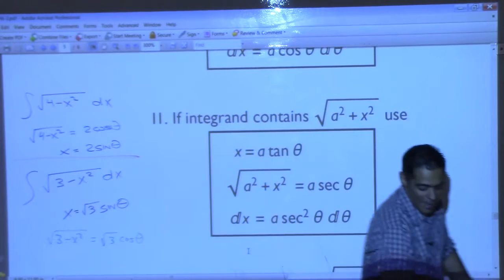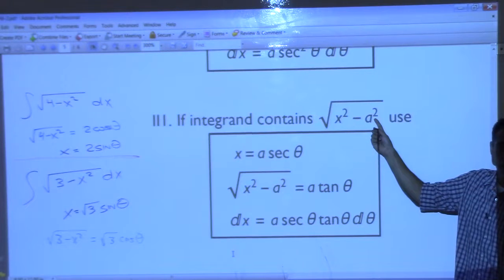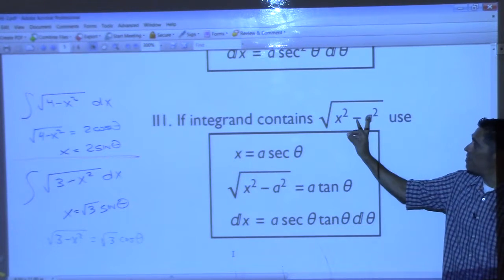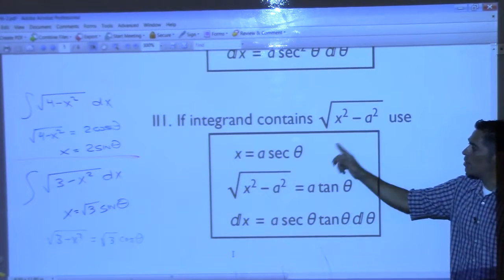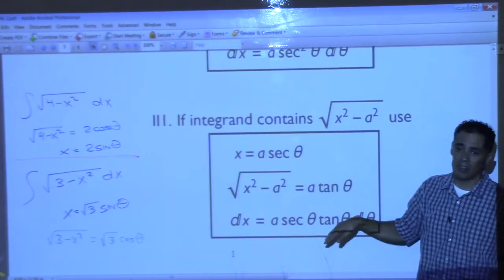And then there's one last one. What if we see x squared minus a squared? So not a squared minus x squared, switch it around. Then we're going to do this trig sub, a secant theta. Now I'm going to take you through examples of each of these.